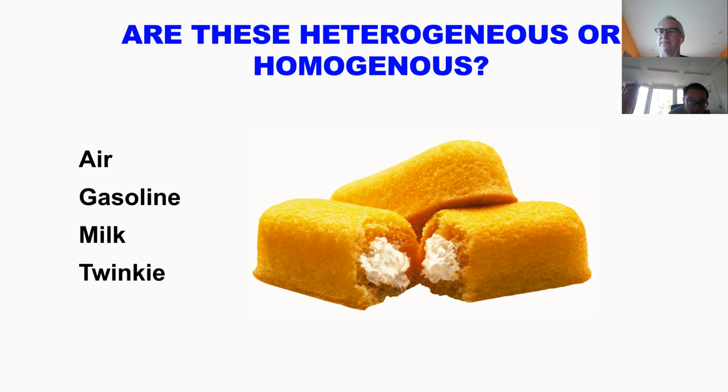Now, gasoline. We consider gasoline a heterogeneous or homogeneous solution. Homogeneous. Yeah, that's homogeneous too. It's mostly octane, but there's a lot of other hydrocarbons in there as well. But if you just leave gasoline sitting, it doesn't separate. It's a homogeneous solution. Now this one's more tricky.